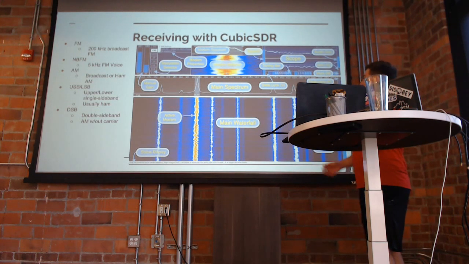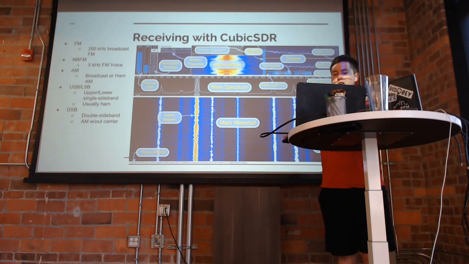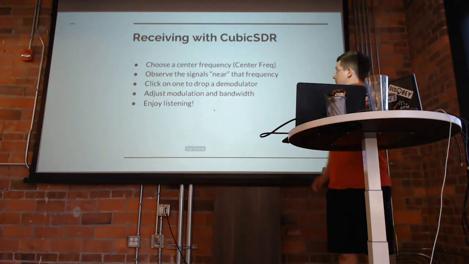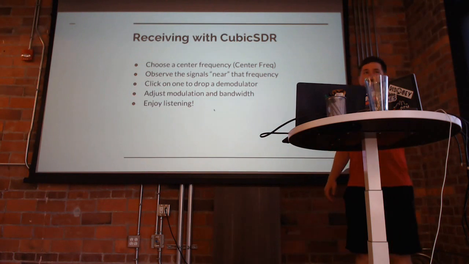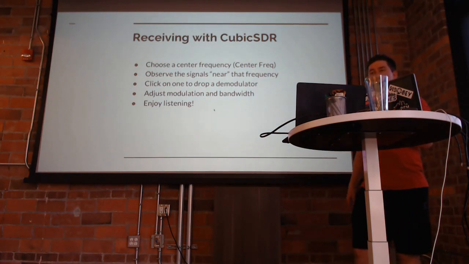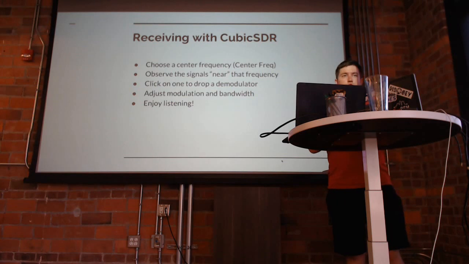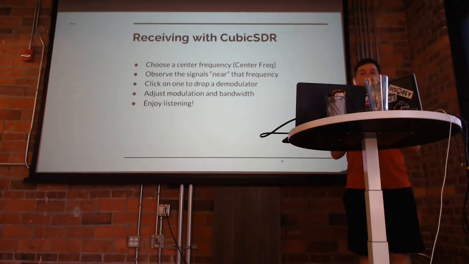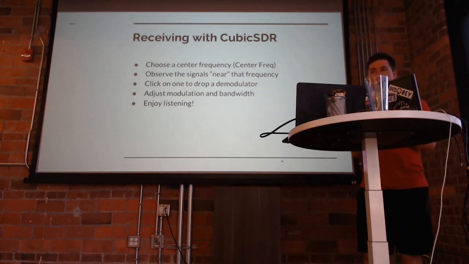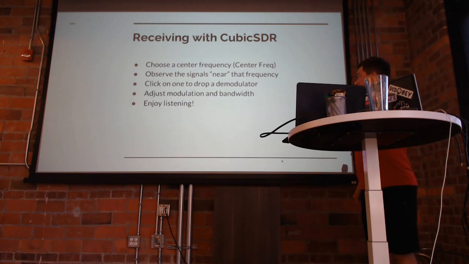And that's essentially just a zoomed in waterfall there to help you finely adjust to get your tuning right on. And receiving with Cubic SDR and GQRX, and on Windows, SDR Sharp, all very similar to this. You just choose the center frequency. You can observe any signals that are within the bandwidth of that center frequency, close enough to it that you can see them. Click on one to drop the demodulator.